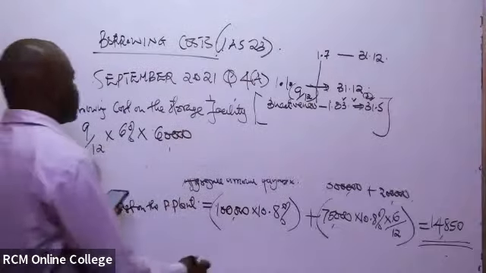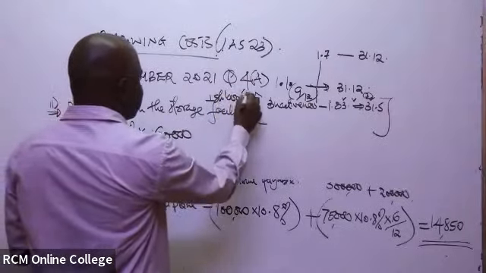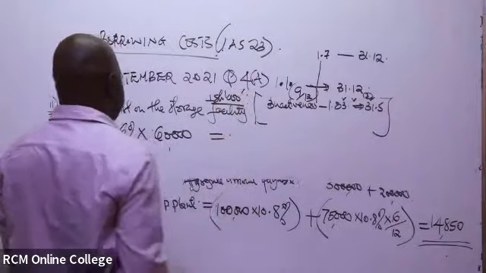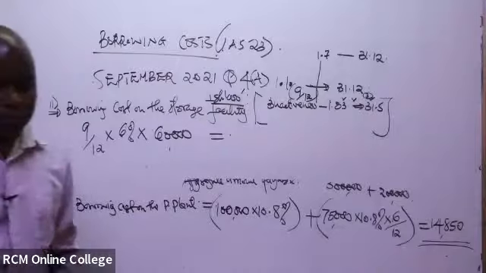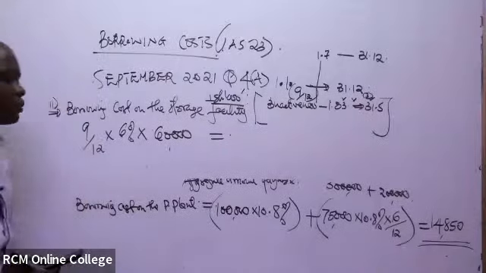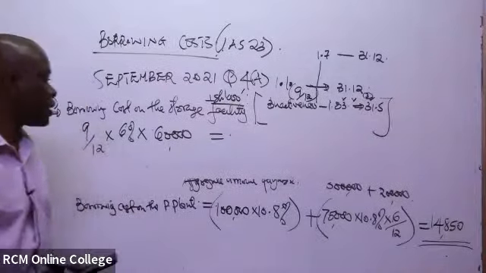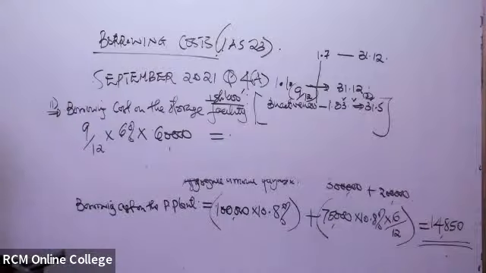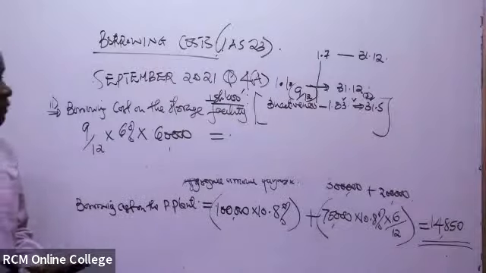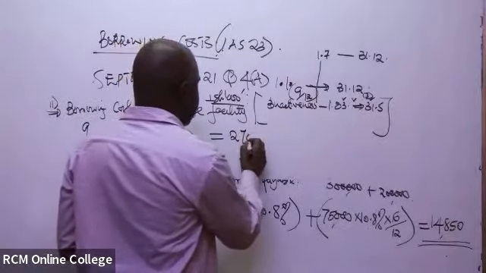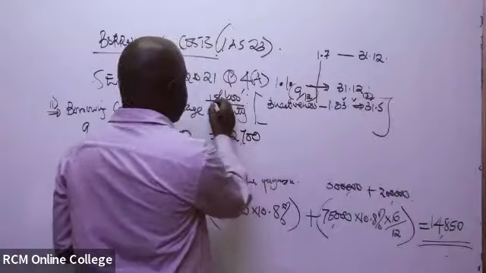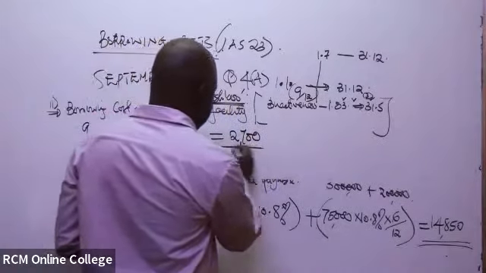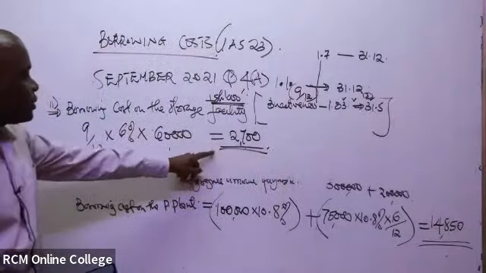And of course, our figures are in thousands. So what do you get as the borrowing cost on the storage facility? It is 2,700,000, so the figures are actually in thousands. So this is the borrowing cost to be capitalized for the storage facility.